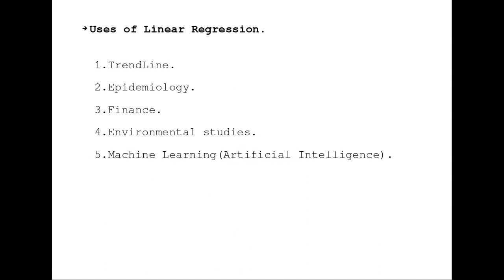And the fourth thing is environmental studies. Using it, we can predict how the environment is getting changed, how it is getting affected due to the activities of human behavior. This can also be examined with linear regression. And the fifth one is machine learning. That's what we are doing. That's why we are here, right? So machine learning is one of the applications of linear regression. So these are some of the most important applications of linear regression.